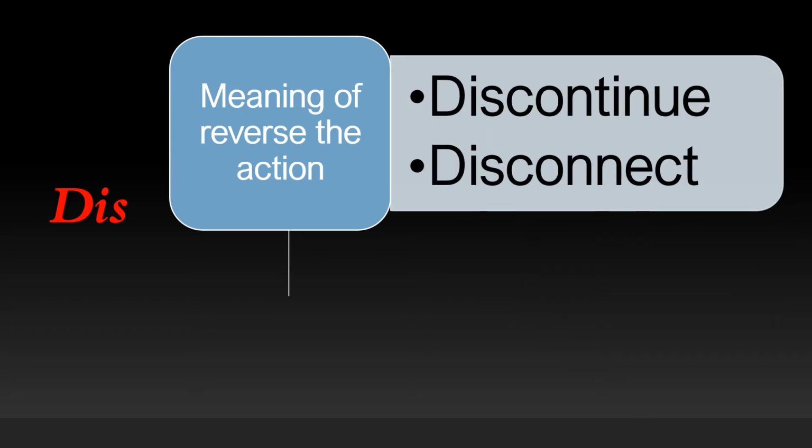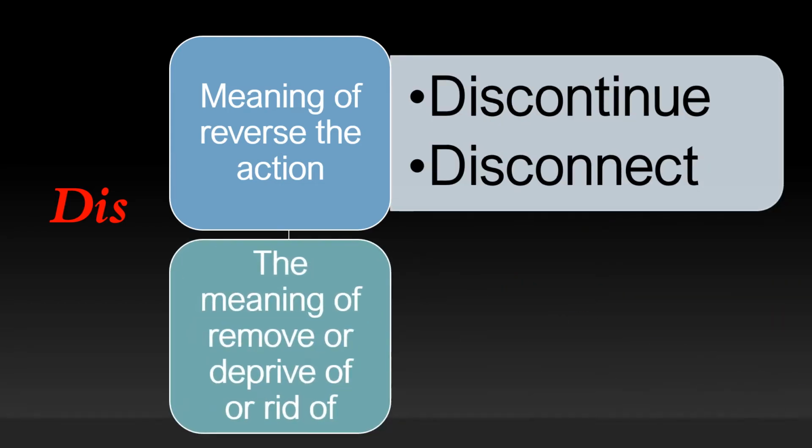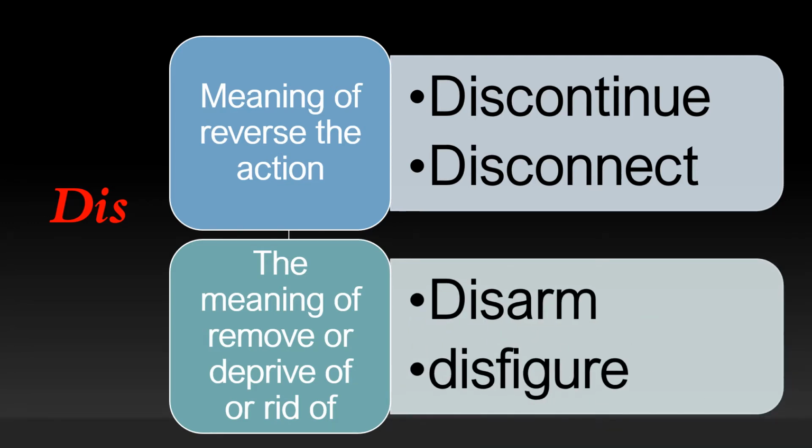Examples for a reversative prefix are discontinue and disconnect. Both these examples are reversing the action of continue and connect. And the examples for a privative prefix are disarm and disfigure. These two examples give us the meaning of removing the arm or getting rid of the arm.